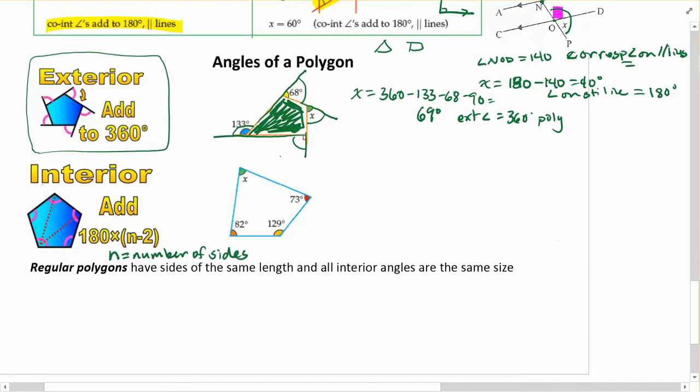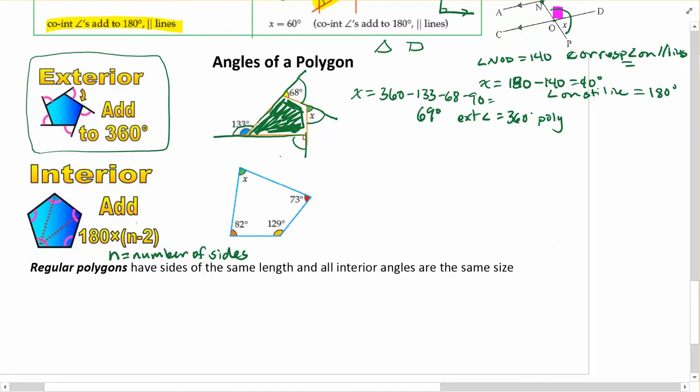So in the shape that they've given us here, I can see that I've got 5 sides. 1, 2, 3, 4, 5 sides. And how many triangles do you see inside of that shape? If you try and break it up, you can break that shape up into 3 nice triangles. So what's 5 minus 2? Is equal to 3. And how many triangles did we see? 3 triangles. So that's part of the derivation for where this comes from, but you don't really have to know that if you don't want to.